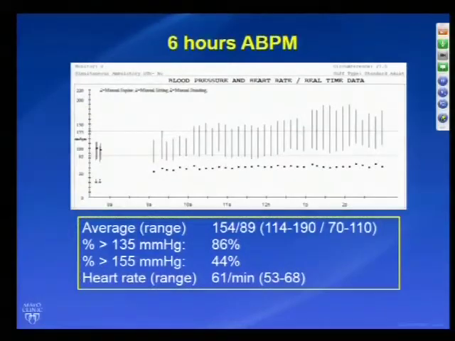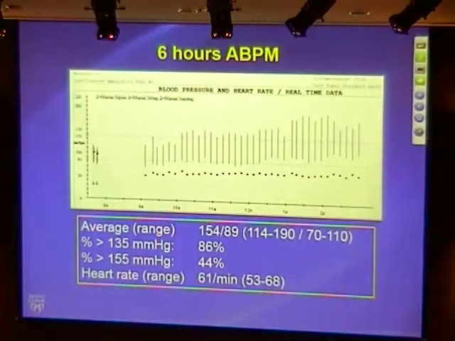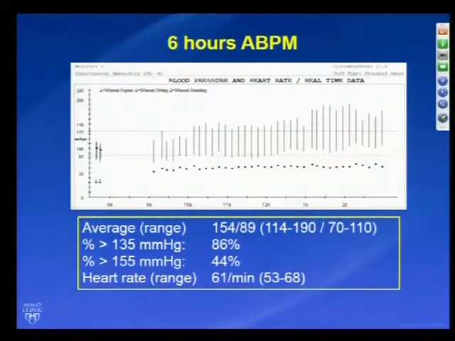Prior to her appointment, she had a pre-scheduled 6-hour blood pressure monitor, which is shown here. Just to orient you a little bit, this is the time, and these are the blood pressure readings. Each bar is one reading, so you have the systolic, and then the diastolic, and the dots here are the heart rate. Our reference range is drawn here: 135 for the systolic and 85 for the diastolic. Clearly her numbers are outside the desired range. The average was 154 over 89. You can see the variation of blood pressure between 114 to 190 for the systolic, 70 to 110 for the diastolic, and about half the readings were above 155 systolic.